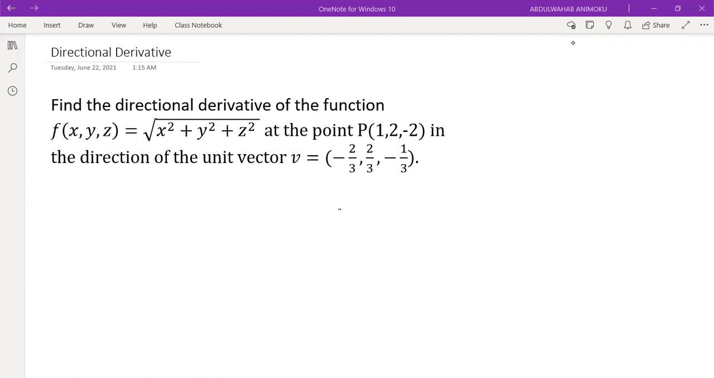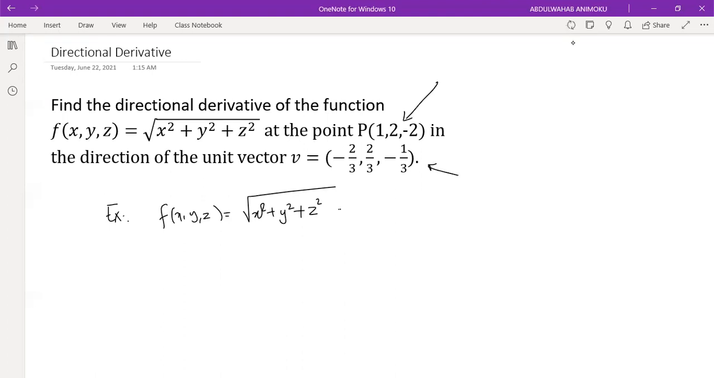In today's video, we're going to look at how to find the directional derivative of a function at a particular point, where the vector will be given to you. Now, let's quickly get started on this particular problem. So the function we are given here is a function of x, y, z. I think everyone can see it's a function of x, y, z, right? And we are to find the directional derivative of this particular function at the point 1, 2, minus 2 in the direction of this unit vector v.